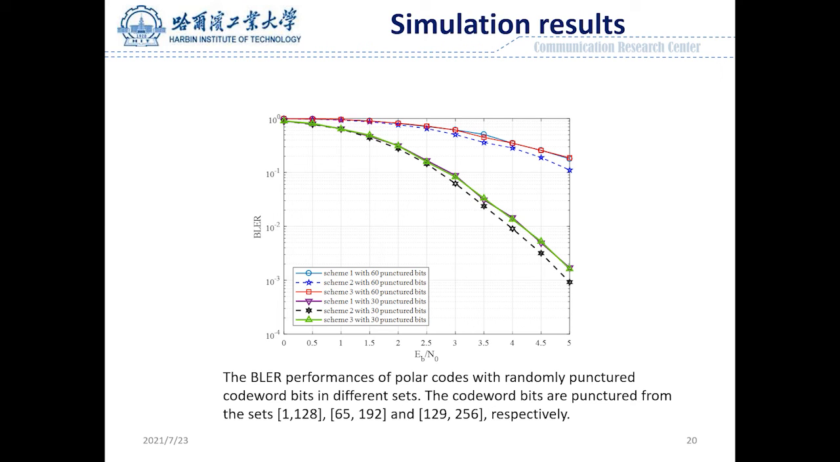The puncturing sites are shown in the slices. The block average performance of these 3 schemes is given in this figure. When puncturing 60 and 30 codeword bits, it can be seen that scheme 2 has better performance than the other schemes, with both numbers of punctured codeword bits. Note that the puncture site of scheme 2 is still in the middle site.